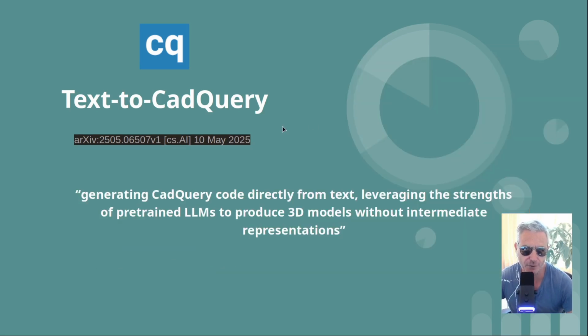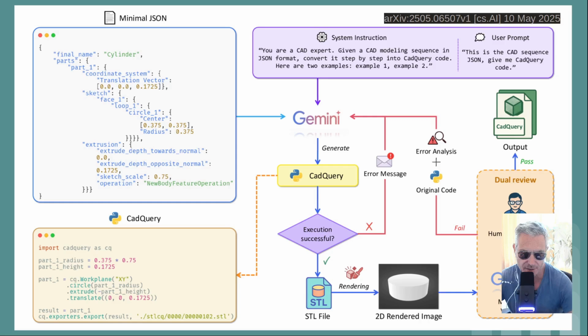So if you've experimented with CAD Query, you know that you can create a model from code. So we're generating CAD query code with the strengths of pre-trained LLMs to produce 3D models without intermediate representations. It's probably easier to see this, which was the diagram in the white paper.